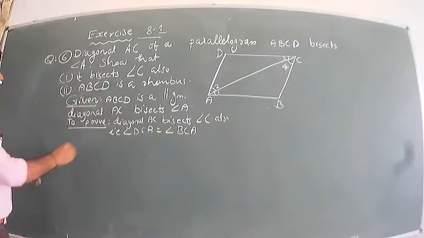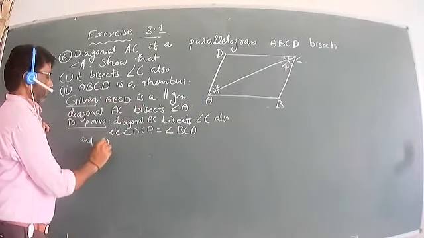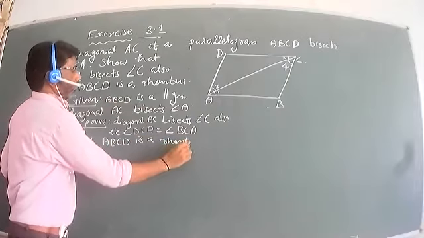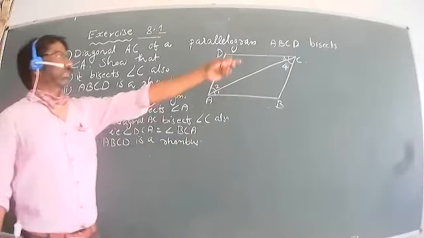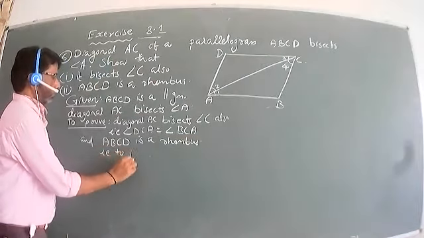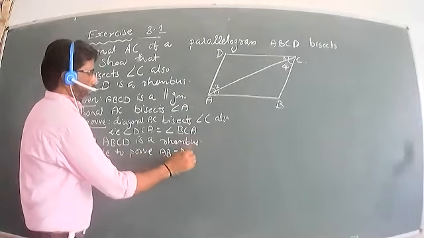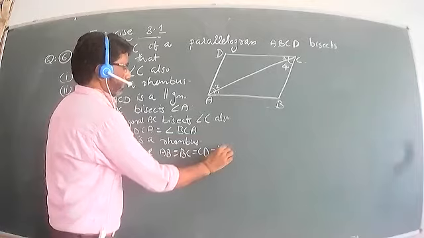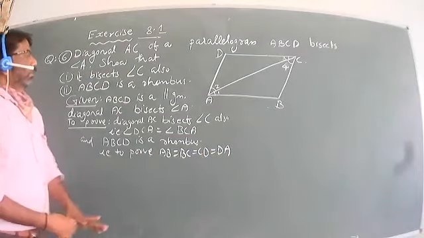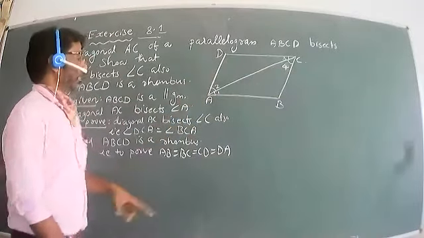Another one you have to prove, ABCD is a rhombus. How to prove ABCD is a rhombus? To prove ABCD is a rhombus, we have to prove that all the sides are equal. That is, to prove AB equal to BC equal to CD equal to DA. All the sides are equal. That thing we have to prove. Now see, I have given the numbers 1, 2, 3, 4 for these angles. So that we have to write.